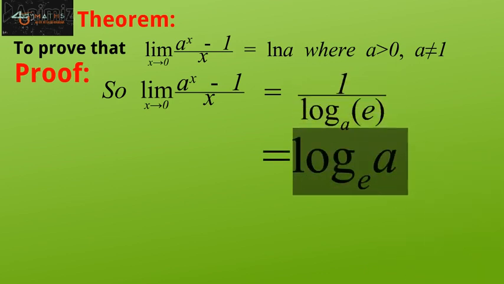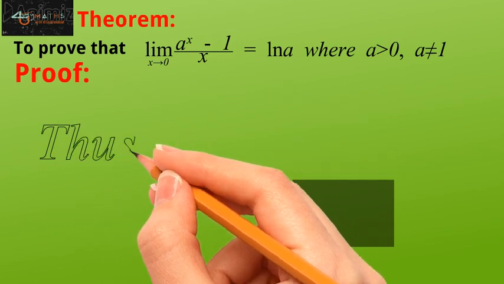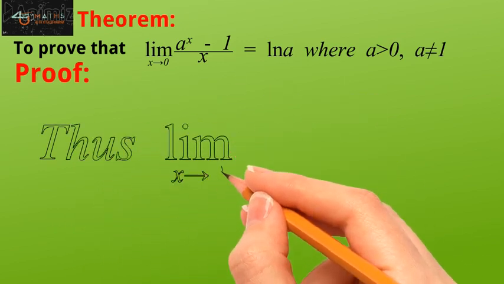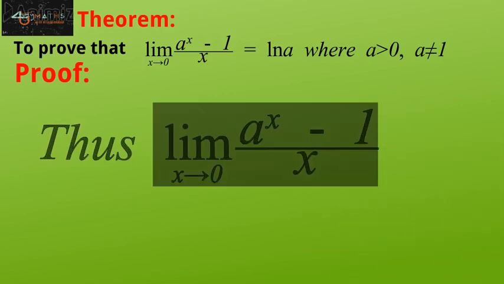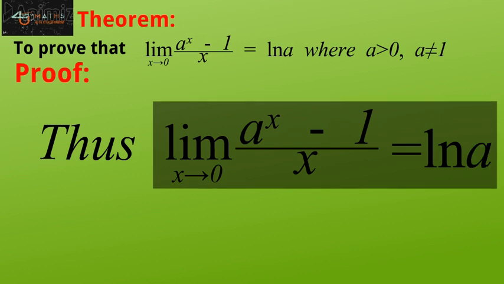And we know that when the base of the logarithm is the Euler constant e, then we write it as ln of a. Thus, we have proved that the limit as x goes to 0 of (a raised to x minus 1) upon x is equal to the natural log of the constant a. Hence, the theorem is proved.